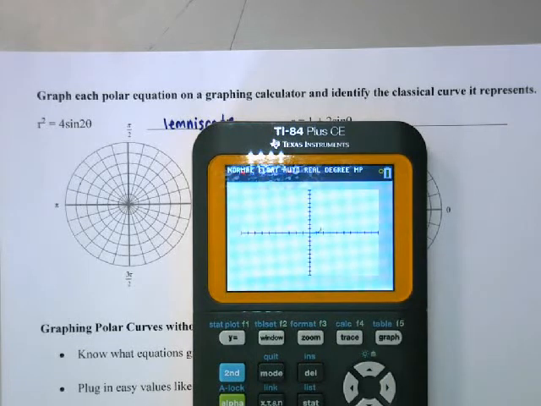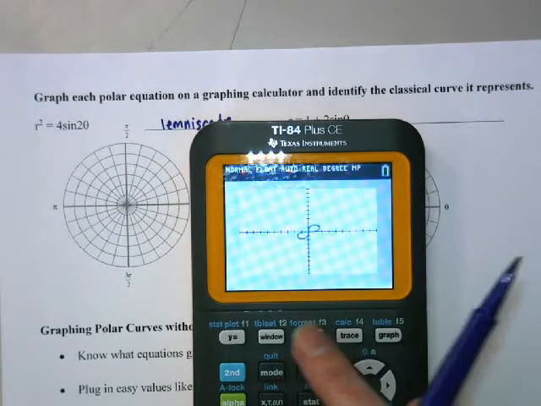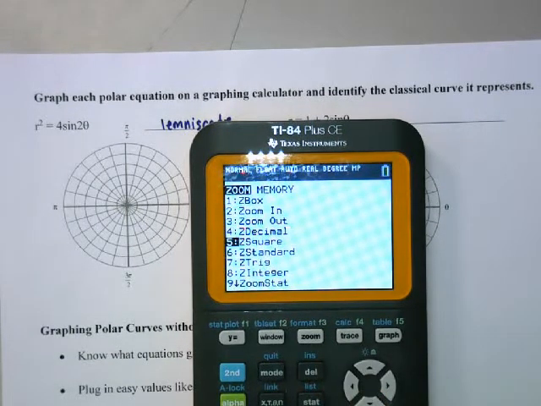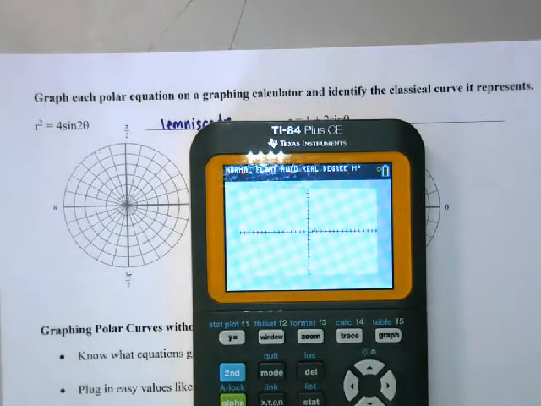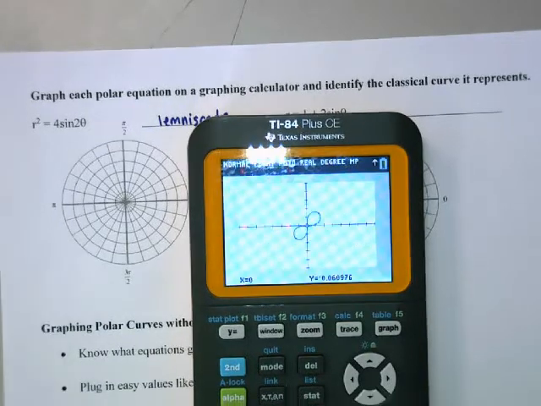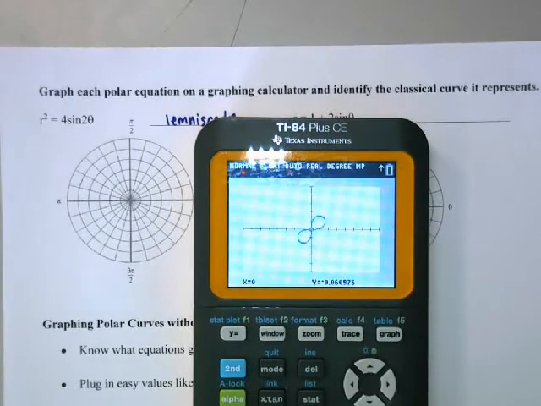So we hit graph. And there is my lemniscate. This is kind of a squashed graph. So what I'm going to do is do a zoom square. We'll make it so the aspect ratio matches, so it will actually look like what it's supposed to look like. Okay, so I zoomed it in a little bit.